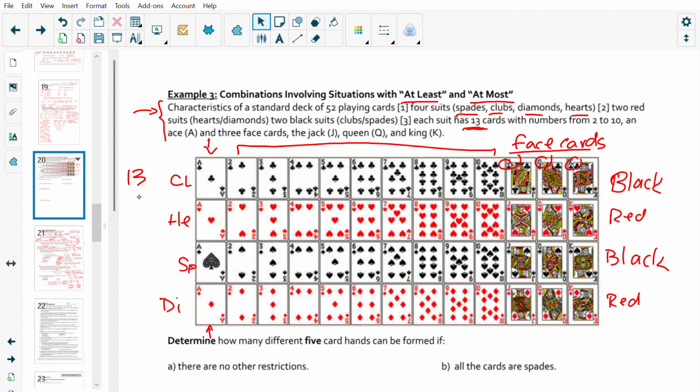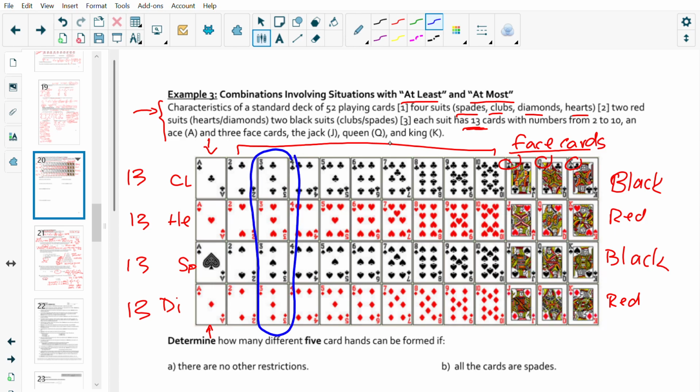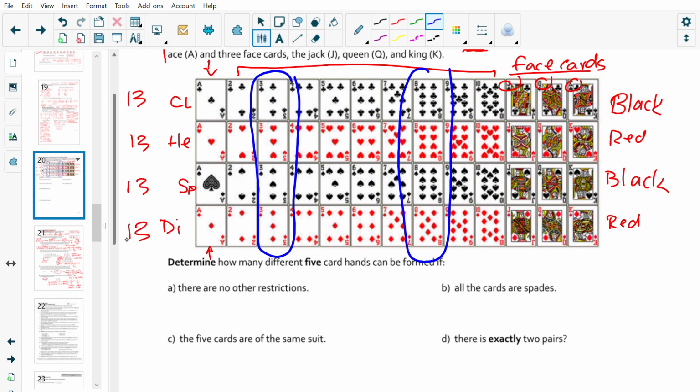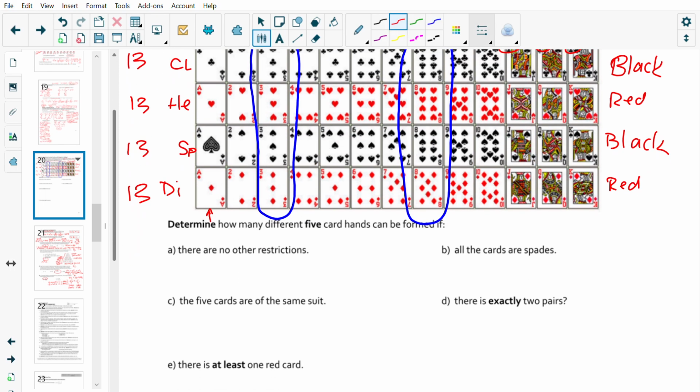And note each suit has 13 cards. So 13, 13, 13, 13. And you can tell here that the cards come in groups of 4. So there are 4 3s, 4 8s, and so on. Okay? All right. Let's give this a try.